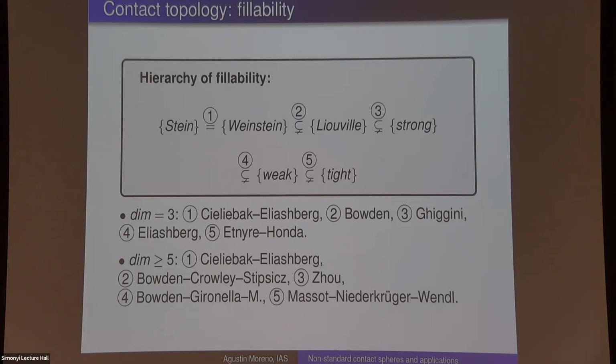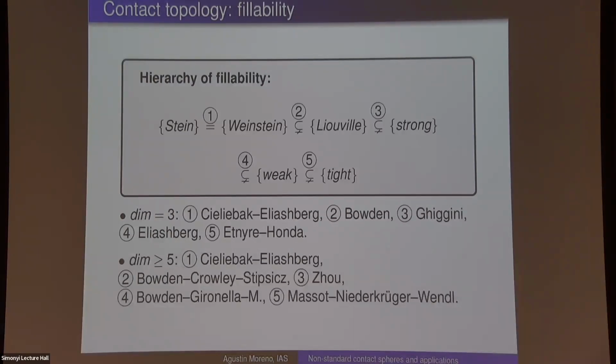This is saying that if you give me a Weinstein manifold with boundary contact manifold, then I can deform it to a Stein structure relative boundary. Okay, so that gives us the first equality and the first inclusion, and then you can consider the set of Liouville fillable ones.